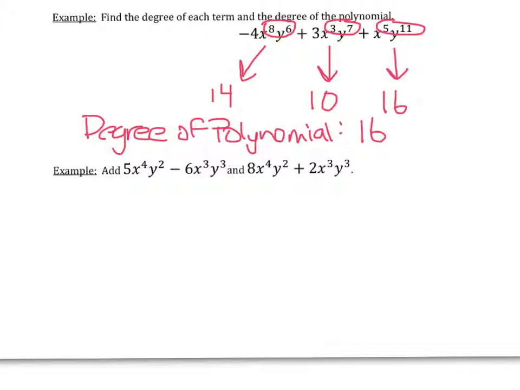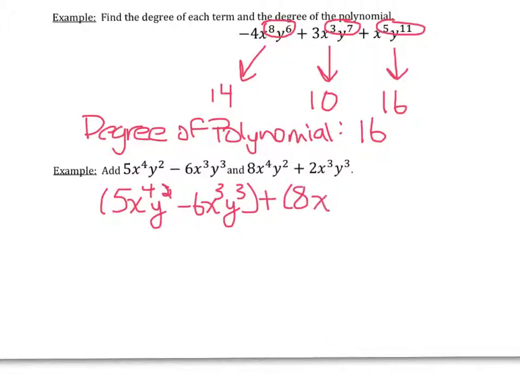Okay. And last but not least in this video, we'll look at adding and subtracting. More specifically, we're going to look at one example where we add two polynomials. And so I have the polynomial 5x to the fourth y squared minus 6 times x cubed y cubed. And I'm going to add that to 8x to the fourth y squared plus 2x cubed y cubed. All right. And so this is just not given to you in our normal way of giving you an addition. So I'm going to write it out here. So I'm going to take that polynomial there and I'm going to add it to this polynomial here.